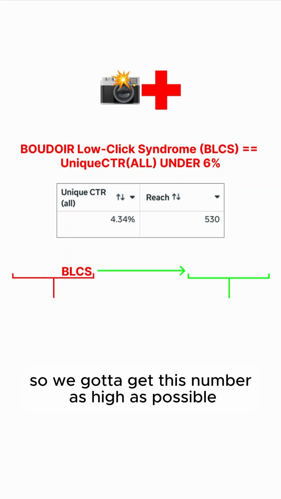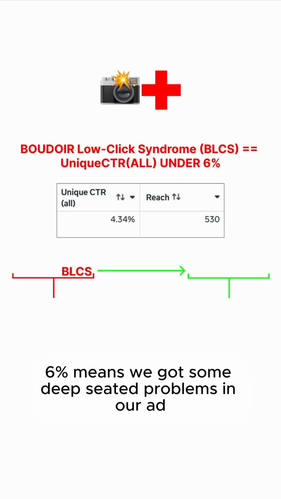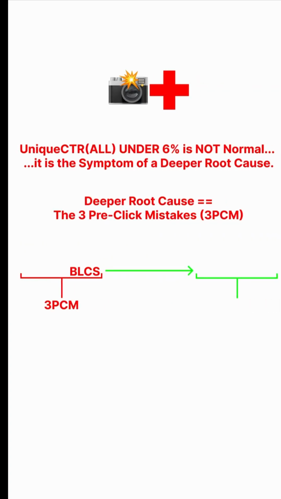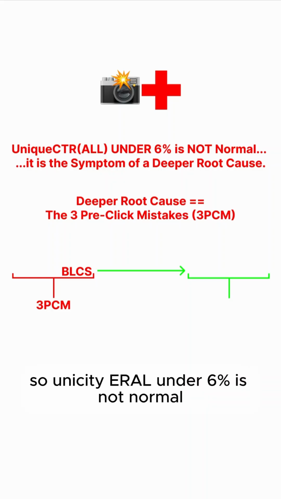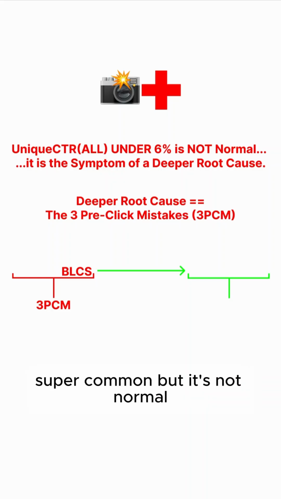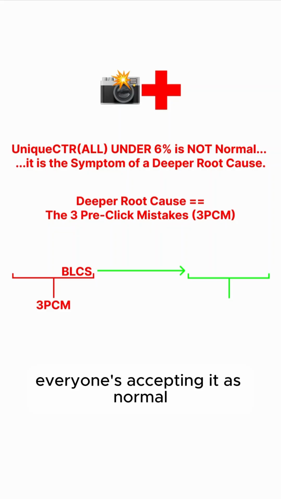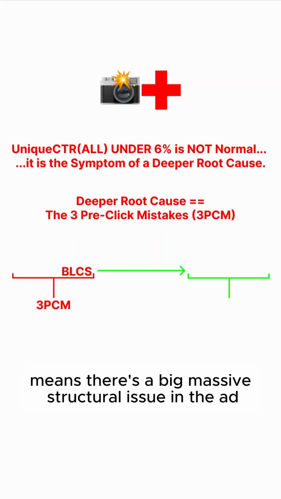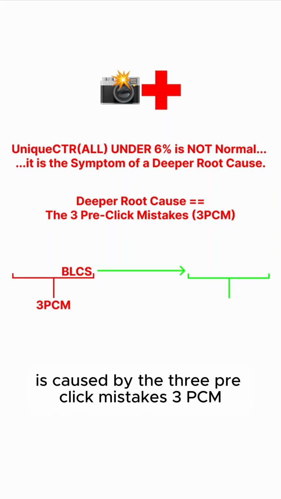And when our ad gets into their brain, that's literally the only chance we have at them buying from us. So we got to get this number as high as possible, definitely above 6%, because 6% means we got some deep-seated problems in our ad. And yeah, that's what we say right here. So unique CTR under 6% is not normal. Super common, but it's not normal. It's actually the symptom of a deeper root cause. Everyone's accepting it as normal. It's not normal. It means there's a big, massive structural issue in the ad. And that deeper root cause is caused by the 3 pre-click mistakes, 3 PCM.